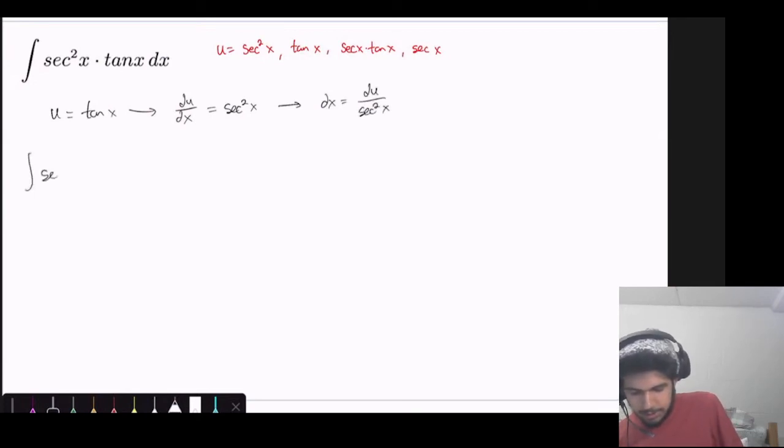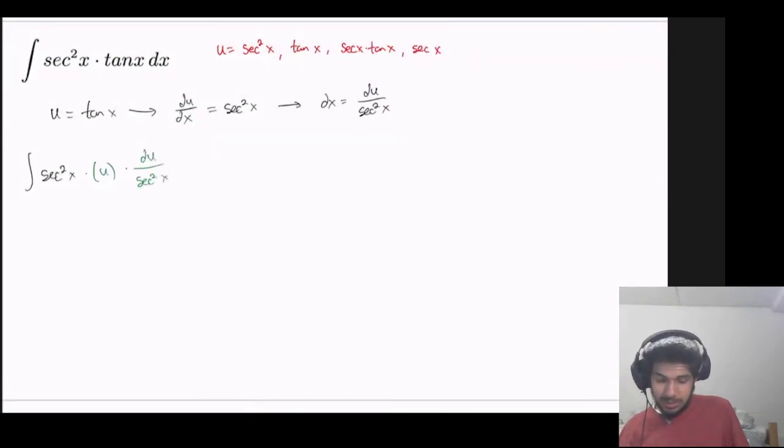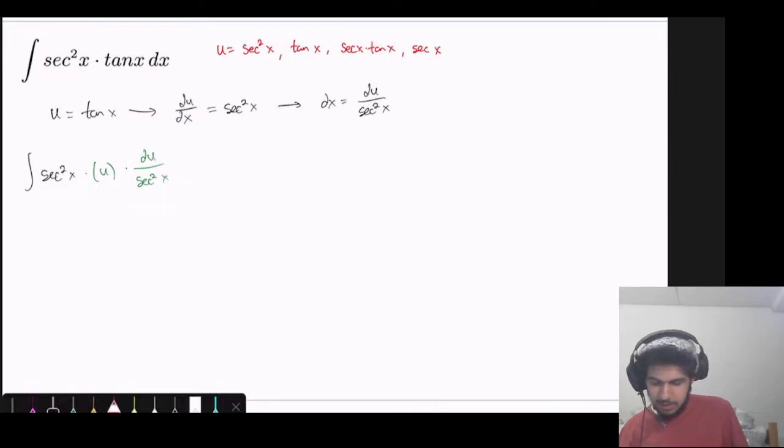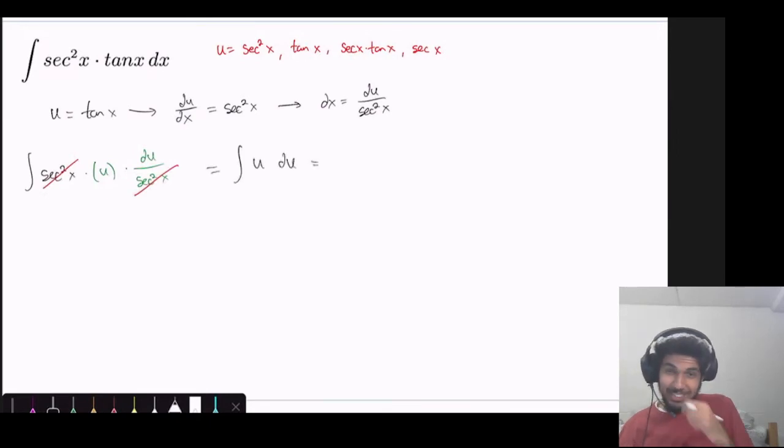We'll return to our integral, secant squared x times tangent of x. That's going to be equal to u. And then dx is going to be equal to du over secant squared x. Again, we see our terms cancel, which is good. And now we're simply going to be left with the integral of u du. Okay, this one's easy. I can do this. This is 1/2 u squared plus c, power rule, just something to remember.